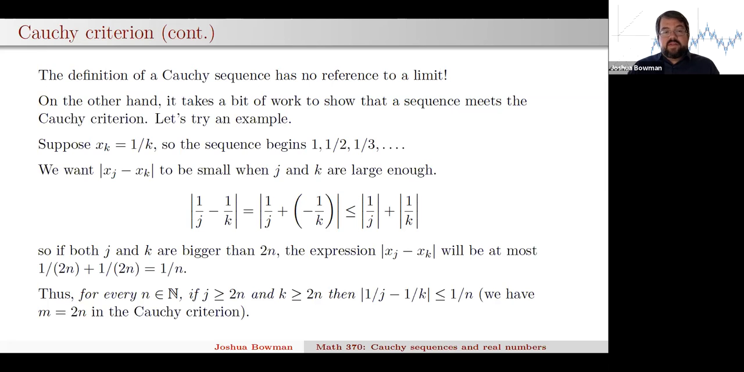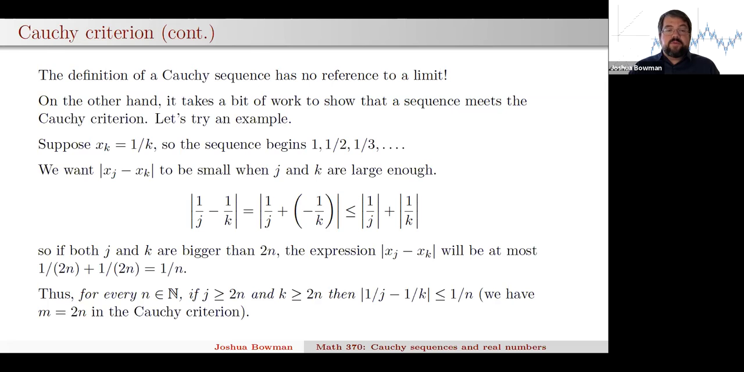So what that means is if both j and k are bigger than 2n, then the fractions at the end of this expression in the middle of the page, each of those will be less than 1 over 2n. And so the expression, the absolute value of xj minus xk, will be at most 1 over 2n plus 1 over 2n, which is 1 over n.